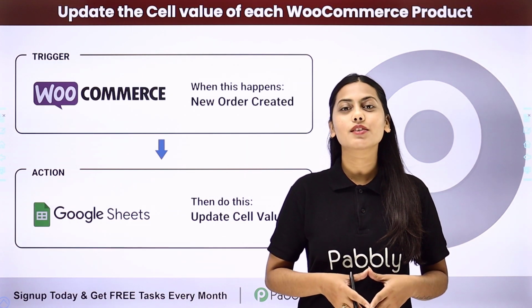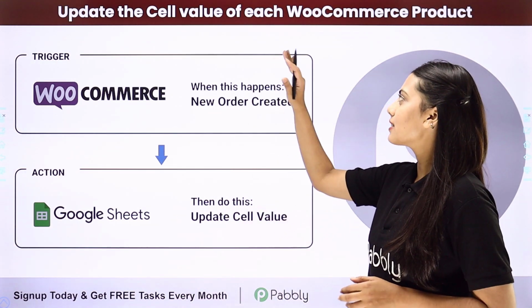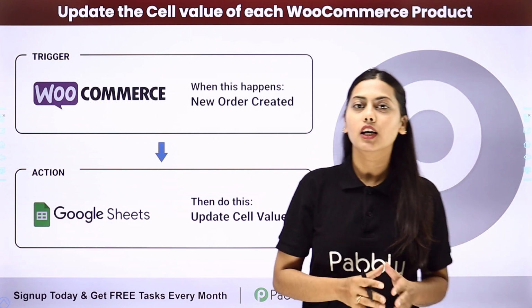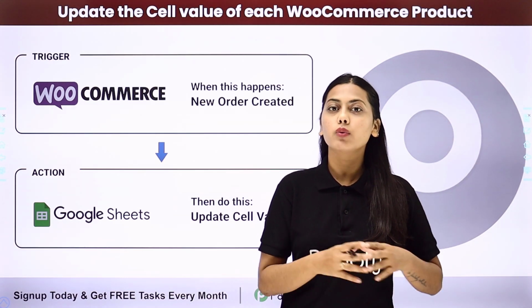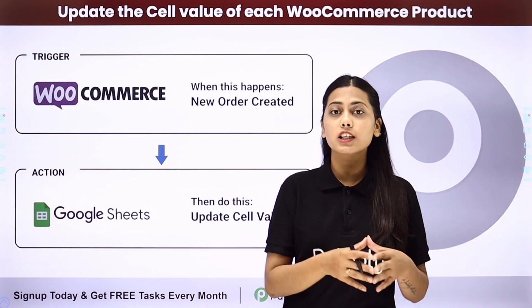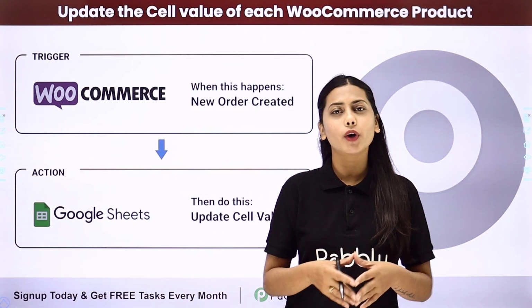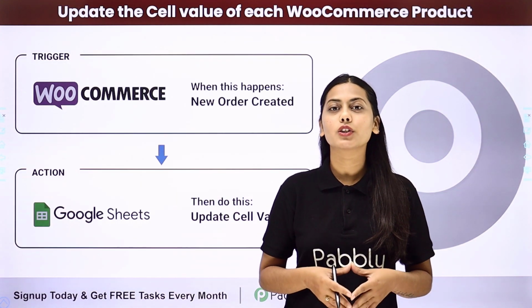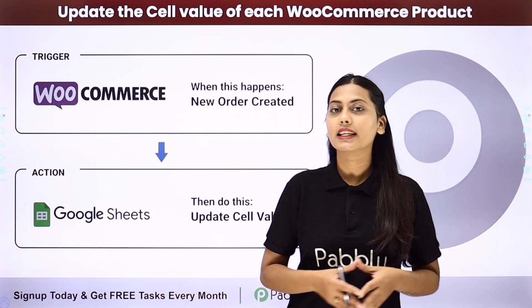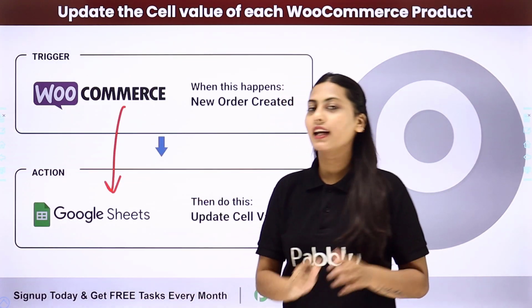Hello everyone, in this video we will learn how to update the sell value of each WooCommerce product. So if you have collected all the details of your WooCommerce products in a Google Sheet and want to update those details or that specific sell value whenever an order is created, then you can use this automation. This automation that we are going to create using Pabbly Connect will integrate these two applications, WooCommerce and Google Sheets.